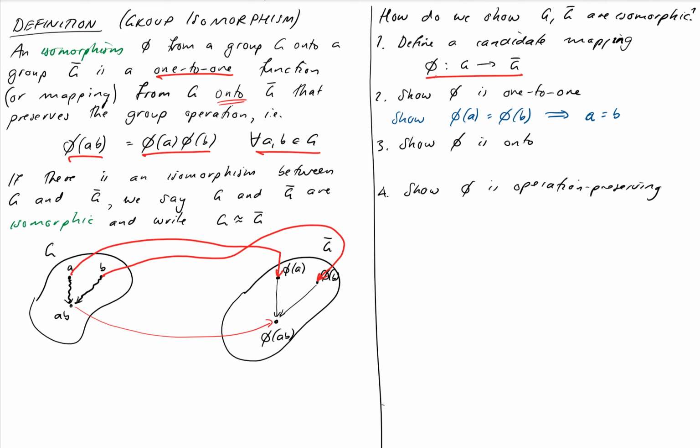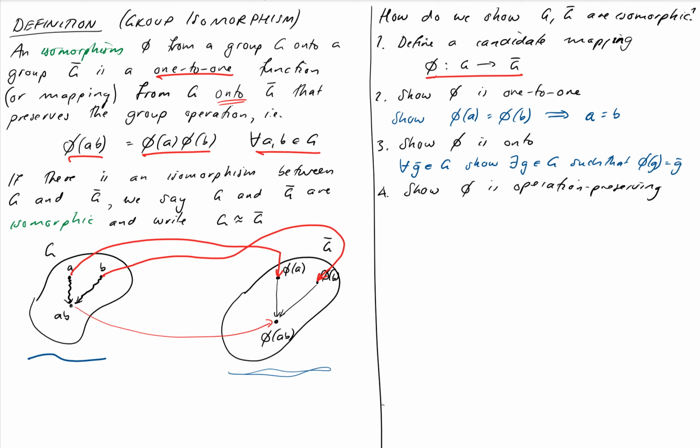Okay, once we've done that, we can then show that phi is onto. That means that for all G bar in our target set, show that there exists a G in G such that phi of G equals G bar. So what I've said in symbol notation here is that for everything in our target set G bar over here, we can find an element in G that maps to it. That's all that says.